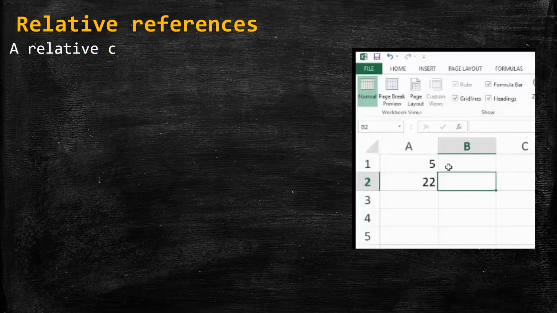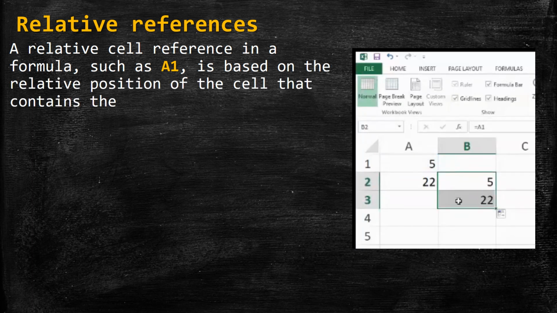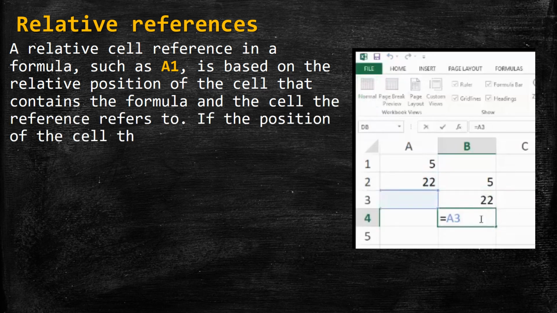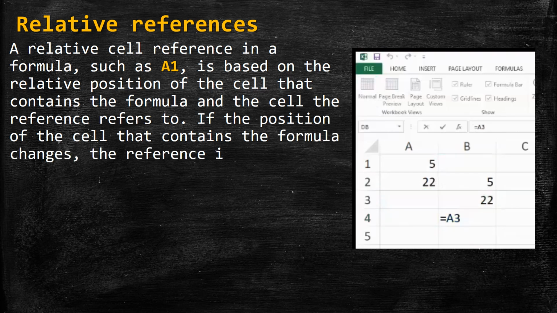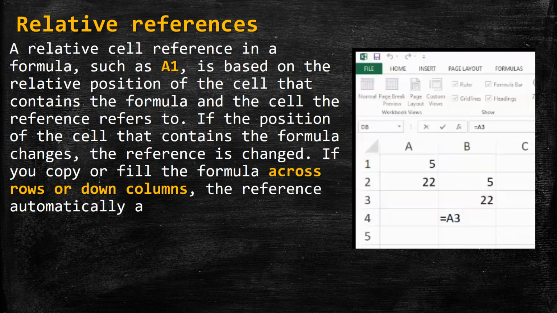A relative cell reference in a formula, such as A1, is based on the relative position of the cell that contains the formula and the cell the reference refers to. If the position of the cell that contains the formula changes, the reference is changed. If you copy or fill the formula across rows or down columns, the reference automatically adjusts.